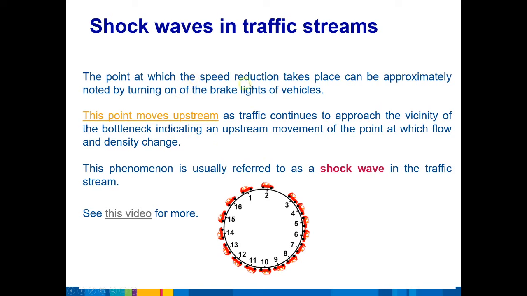The point at which the speed reduction takes place can be approximately noted by looking at where the brake lights turn on. If we start to see where brake lights are coming on, that tells us basically where the bottleneck begins, or where the shock wave begins. Now, as I mentioned before, the shock wave moves upstream. So if all the vehicles are traveling in the north direction, the shock wave actually moves backwards. It moves in the south direction. This video here is really good at explaining it, so we'll watch that shortly.